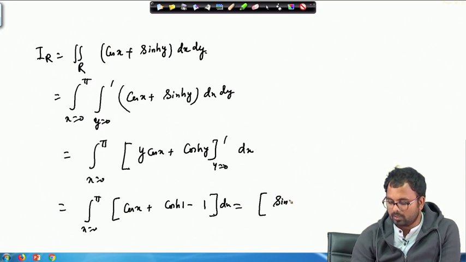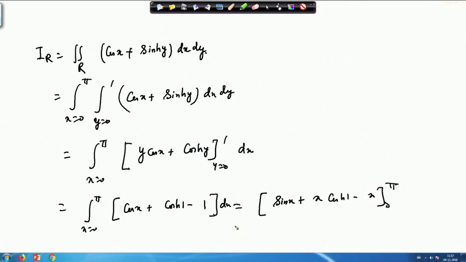sin x plus (cos hyperbolic 1 minus 1) x from 0 to pi. So, sin pi is 0. So, we get pi times (cos hyperbolic 1 minus 1).